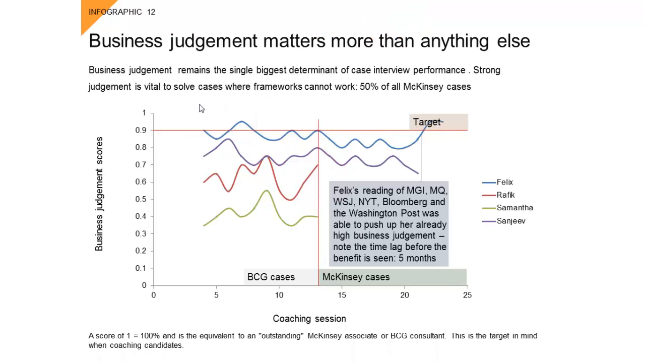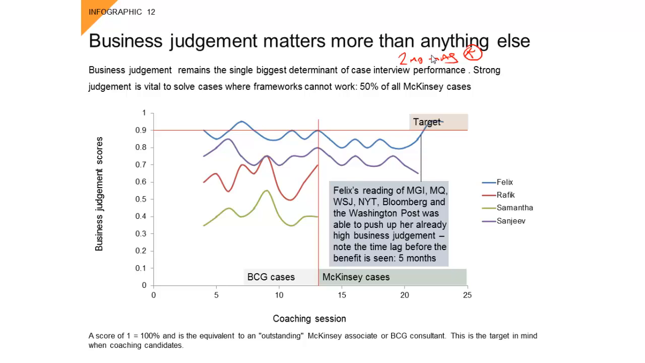Now, the most important score is the business judgment score. The business judgment score matters more than anything else, and business judgment is not something you're going to learn in 2 weeks before a case. Now, if you have weak business judgment 2 months into a case, it's going to be tough to improve. Now, business judgment is easy to fix. Business judgment means improving your business knowledge around general issues and also improving your business knowledge around business.